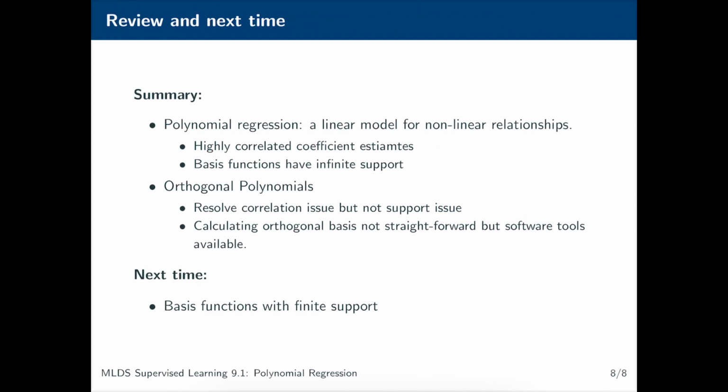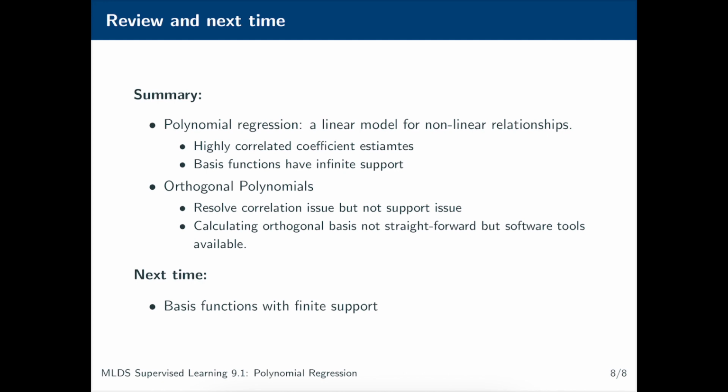So to summarise what we've covered here, we've introduced the idea of polynomial regression as a linear model that allows us to describe non-linear relationships. It's linear in the model coefficients, but non-linear in the predictor values. This technique leads to highly correlated coefficient estimates and uses basis functions, basis polynomials, that have infinite support. We then briefly introduced the idea of orthogonal polynomials, which resolve this correlation issue, but leave the support issue unchanged.